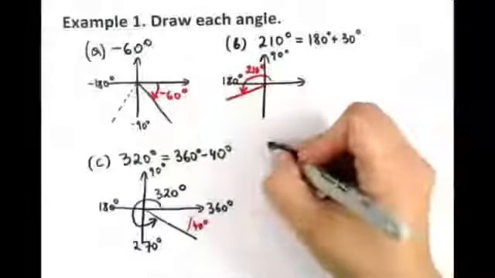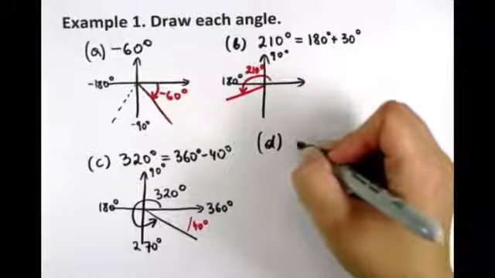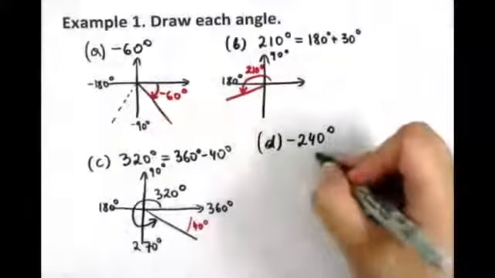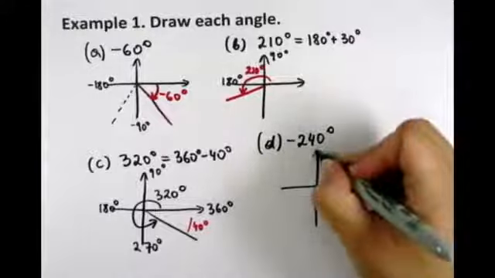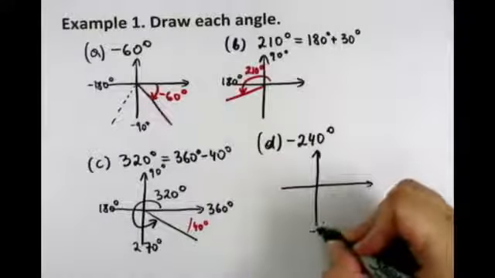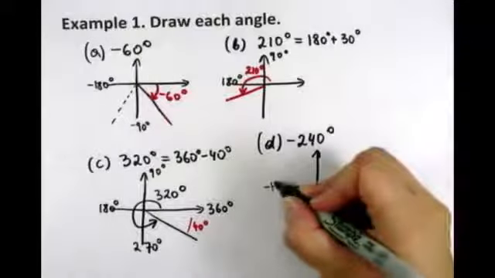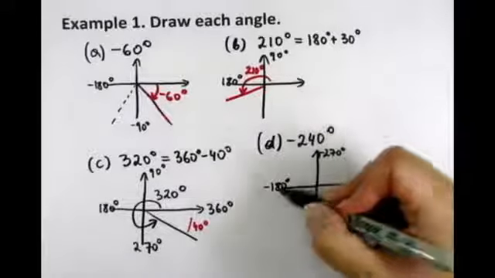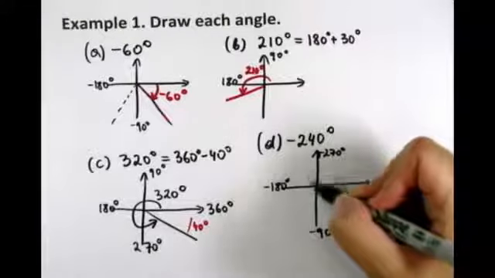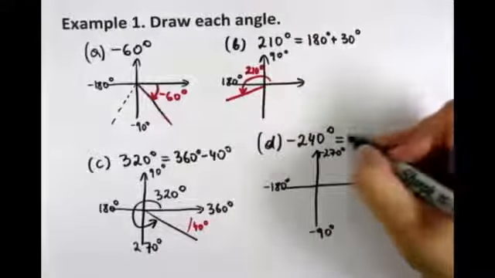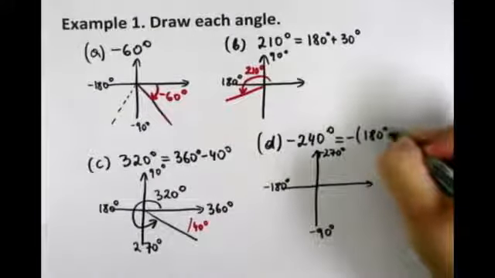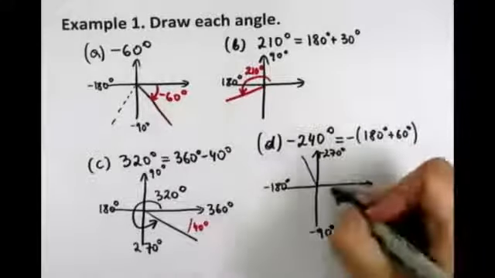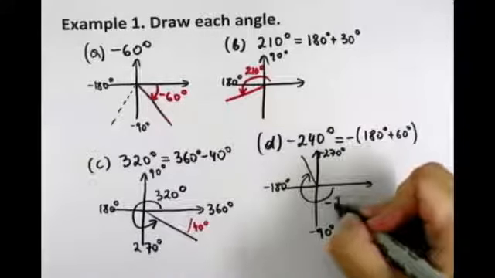Okay, and D, we would like to draw minus 240 degree. So I need to go the opposite direction. If I go this way, here is minus 90. If I go this way, it would be minus 180. If I go this way, it's minus 270. Okay? So this one is minus 180 and another 60 degree. Another 60 gives me 240. So this one is minus 180, 180 and 60. I put minus in front. So 60 is more than 45, so it's right here. So this angle gives me minus 240 degree.